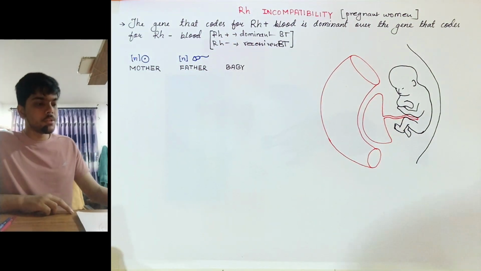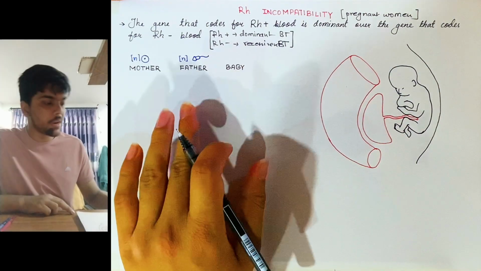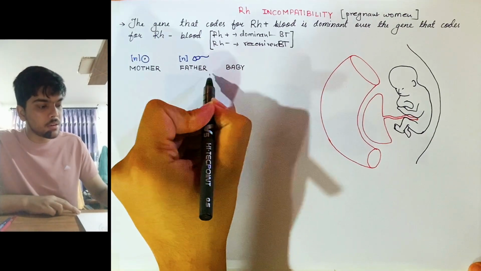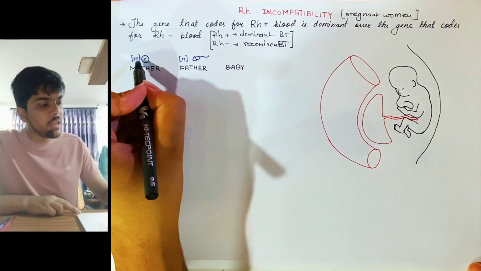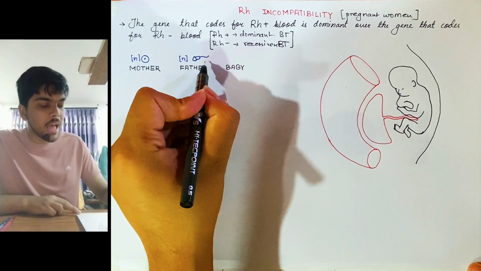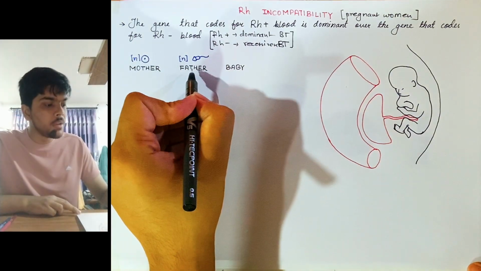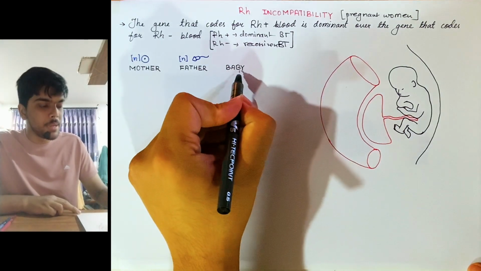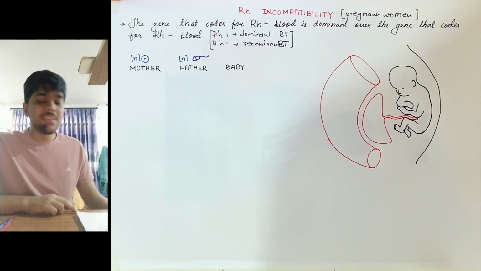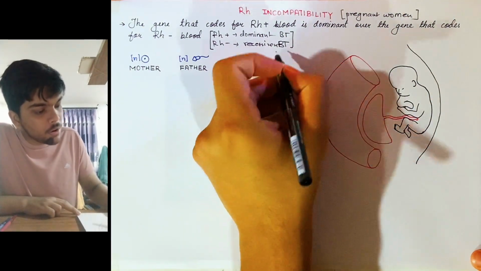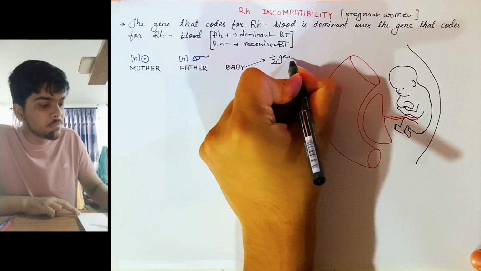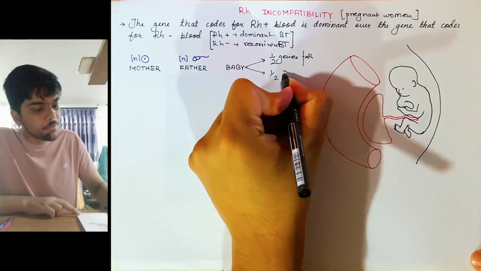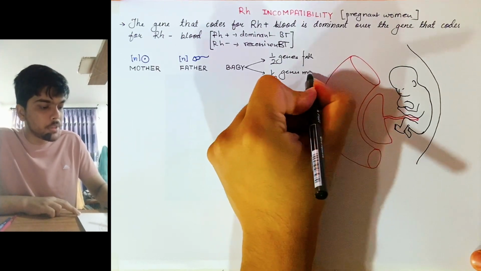Okay, now let's look at this particular table right here. There's the mother, there's the father. The haploid egg of the mother gets fertilized by the haploid sperm of the father, which forms a diploid zygote, and this diploid zygote develops into a baby. This means that the baby contains half of its genes from the father and half of its genes from the mother.